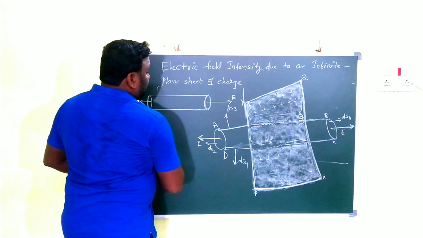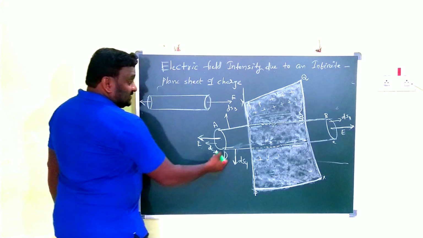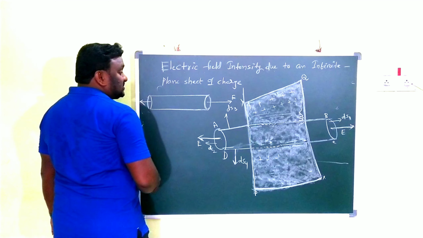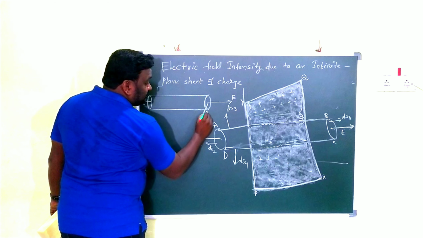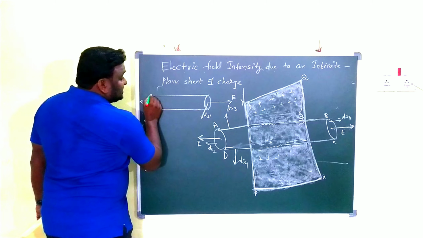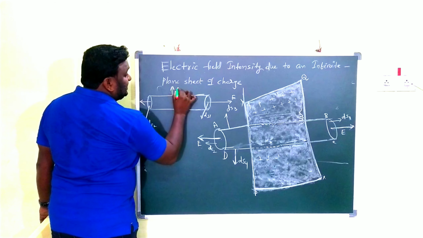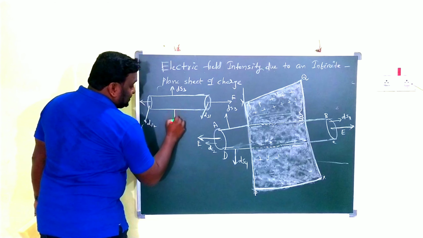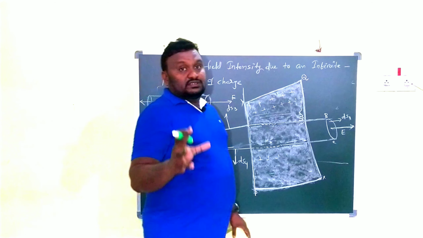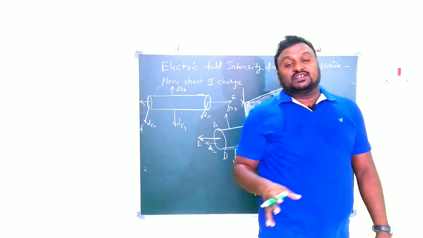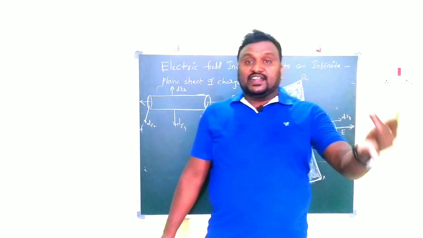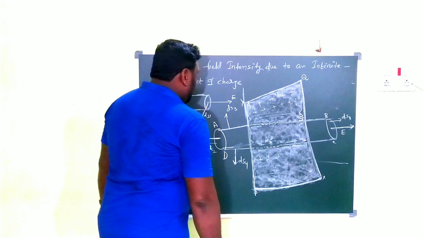Again, now the cylindrical Gaussian surface should be divided into 4 parts. This is ds1, this is ds2, this entire thing is ds3, and this is ds4. Clear, children? The cylindrical Gaussian surface we have taken should be divided into 4 parts: ds1, ds2, ds3 and ds4. Watch carefully.